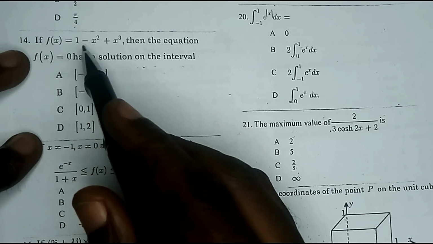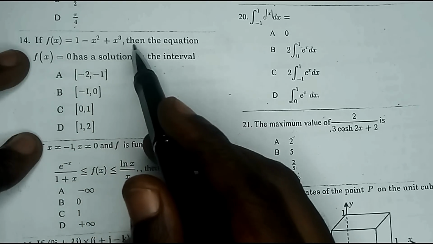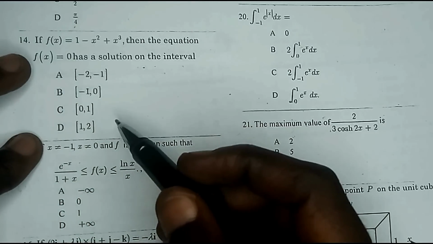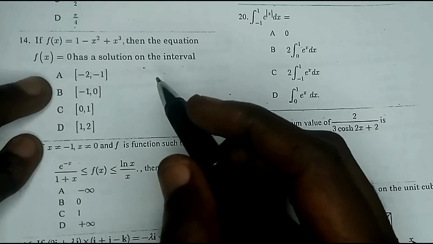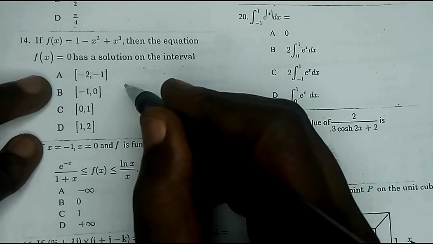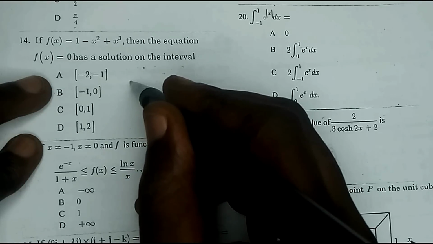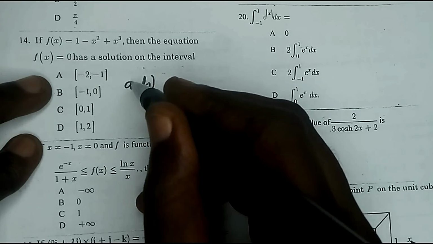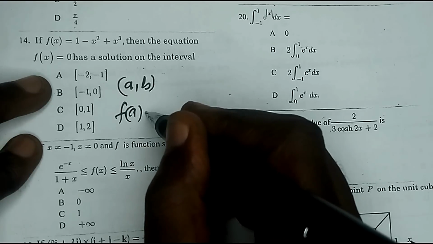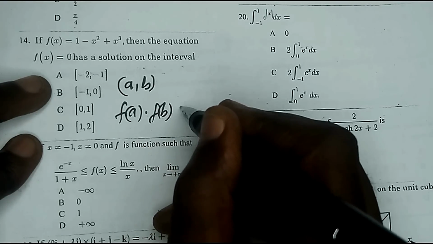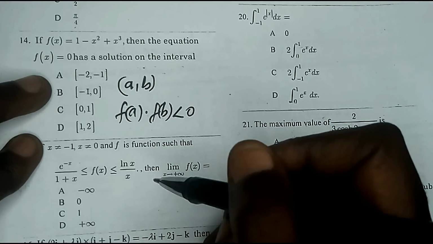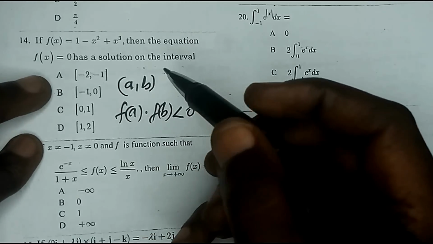In number 14, if f of x equals 1 minus x squared plus x cubed, then the equation f of x equals 0 has a solution on the interval. Usually, according to the intermediate value theorem, when there is a root of f of x in the interval (a, b), it should be such that f of a times f of b is less than 0. That simply means f of a and f of b should have opposite signs.